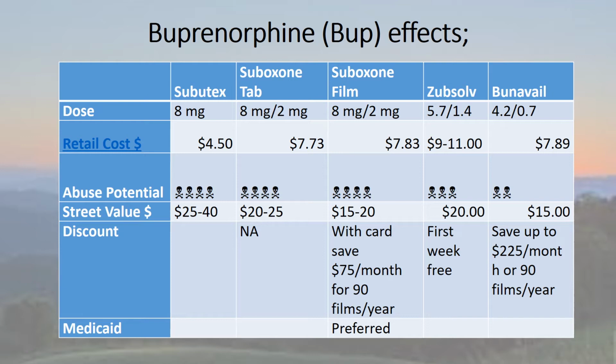Suboxone also comes in a film preparation. There's Zubsolv, which has a slightly different dose. It's absorbed a little bit better, and that's why it has the lower dose. It's a bit more expensive. Then Bunavail is also usually a little bit more expensive, not quite as much as the Zubsolv, and has a much lower abuse potential. As far as Medicaid is concerned, Suboxone film is their preferred agent at this time.